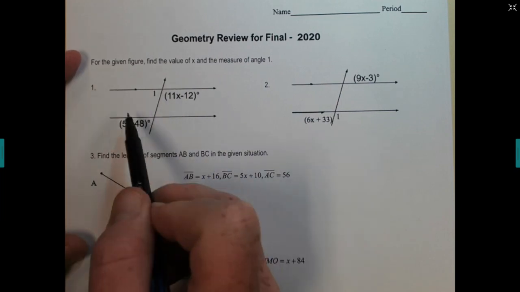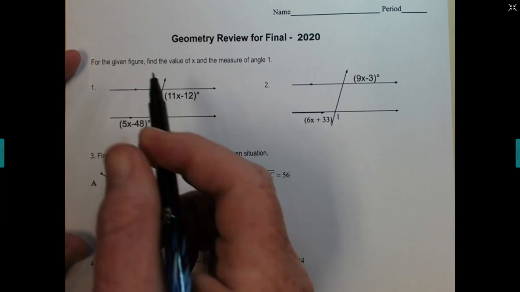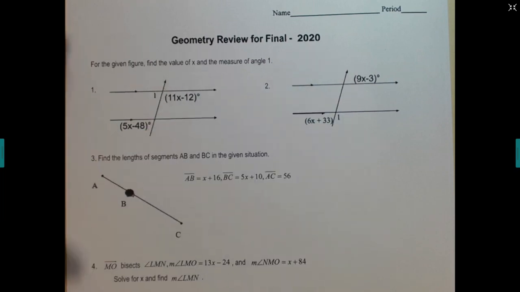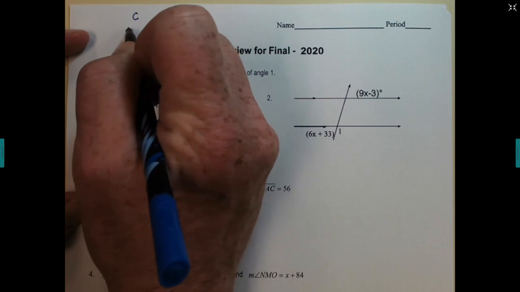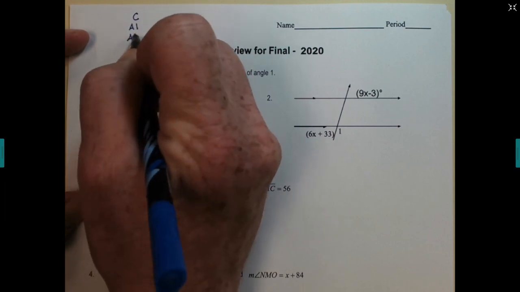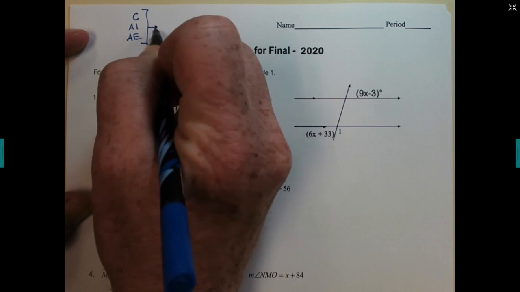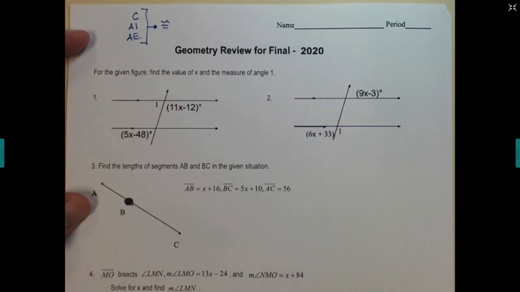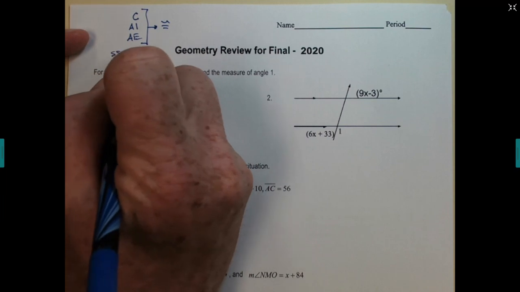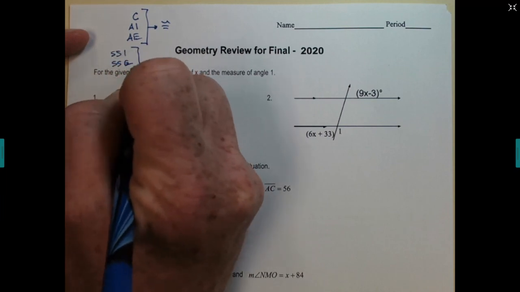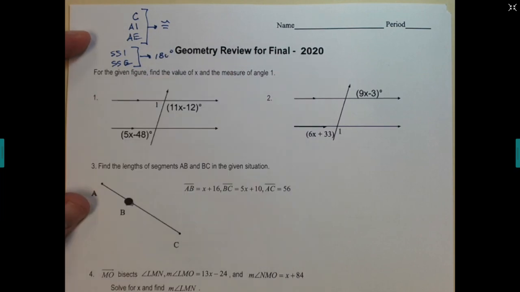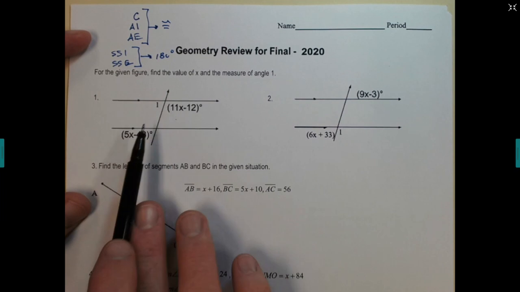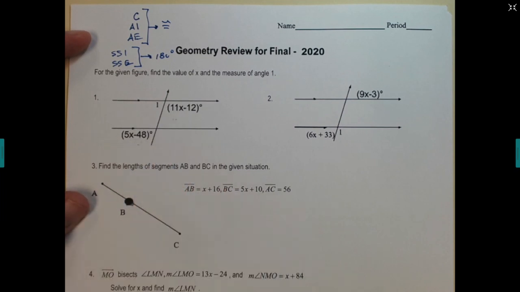So again, these first problems are about our parallel lines and our transversal. If you remember what we talked about, if we classify as corresponding, alternate interior, or alternate exterior, then we know our angles are going to be congruent. If we end up with same side interior or same side exterior, then they're going to total up to 180 degrees. The difficult part about this is none of our classifications are given.